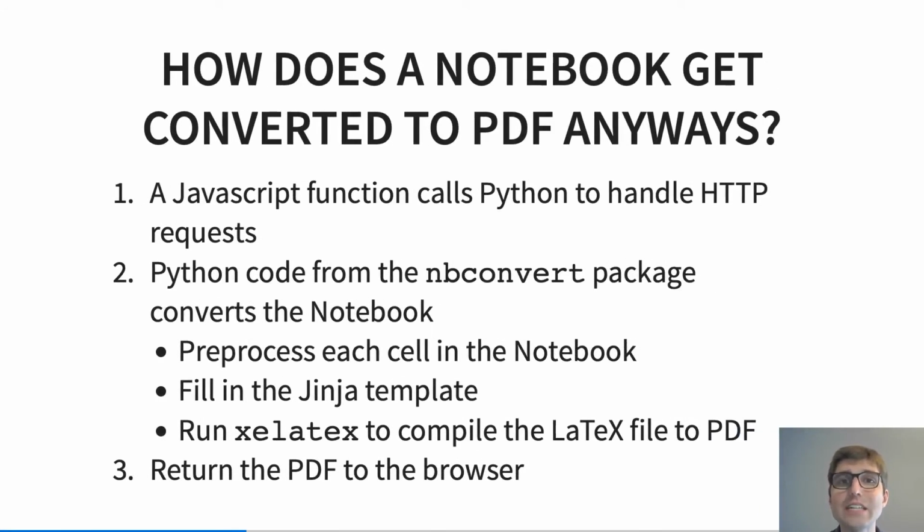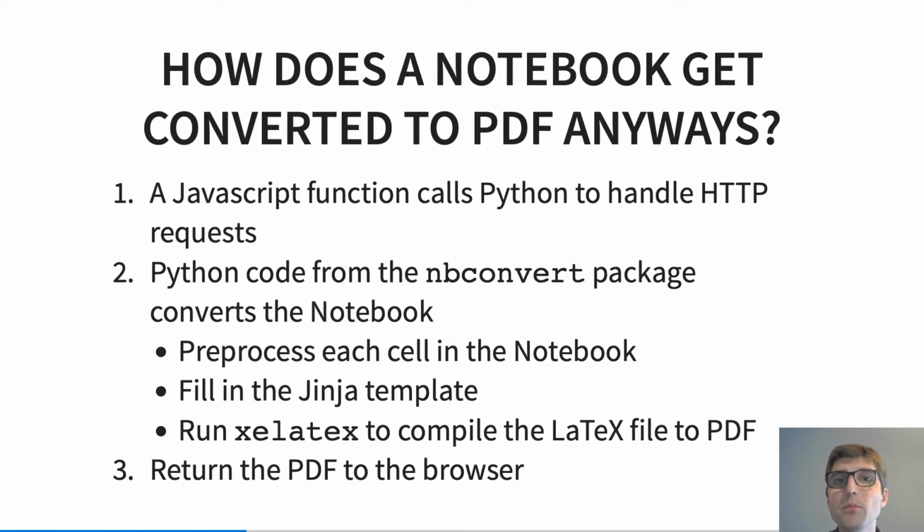When we go to the Download As menu and choose PDF via LaTeX, clicking that button triggers a JavaScript function which calls a Python class, which handles the HTTP request. Inside that Python class, there's some more code that calls the NBConvert package, and NBConvert is actually what handles doing the conversion between the notebook format, the IPYNB format, and all the other export formats that are supported.